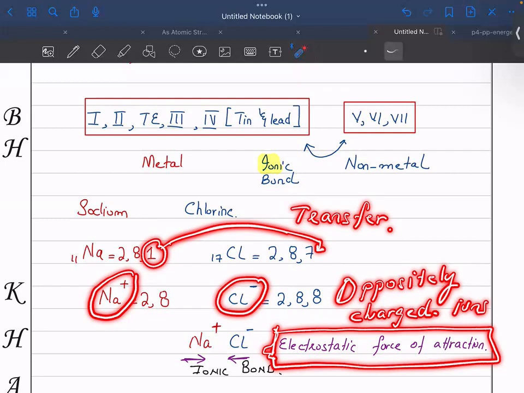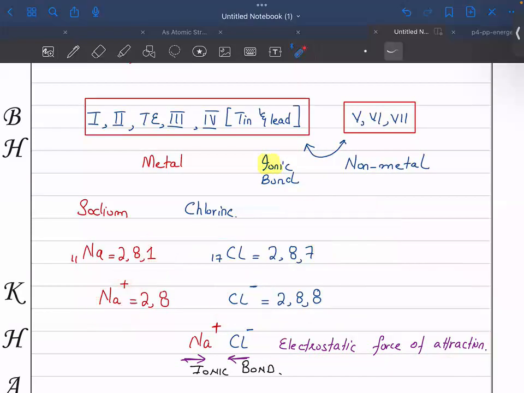Sir, is it important that we have to do it in the same way? Can you draw diagrams? It depends on the question. If the question is asking you to draw a dot and cross diagram for ionic bonding, then of course it is important. If it is not mentioned, then it's up to you. But usually it is always mentioned. Okay, sir. Thank you.